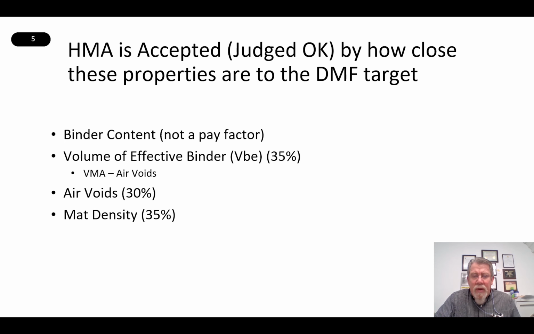HMA is accepted by how close these properties are to the DMF. So the properties that we look at are mat density, air voids, VMA, and binder content. So together, between the VMA, which is 35% of your pay, mat density, and your actual course in the pavement are 35%, air voids are 30%. So those are things that we look at and determine whether our mix is okay or not.